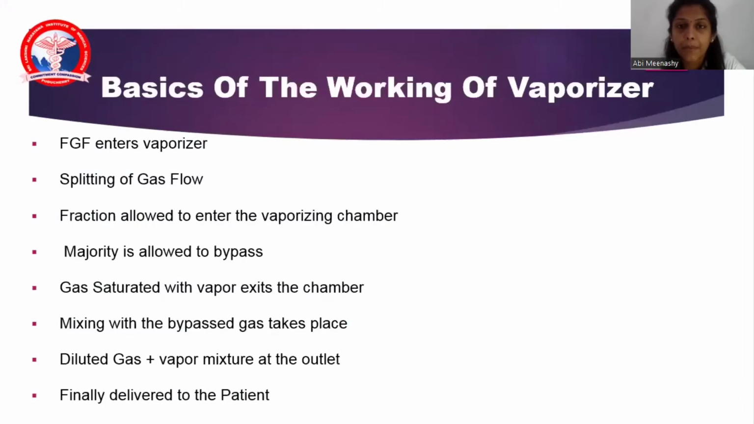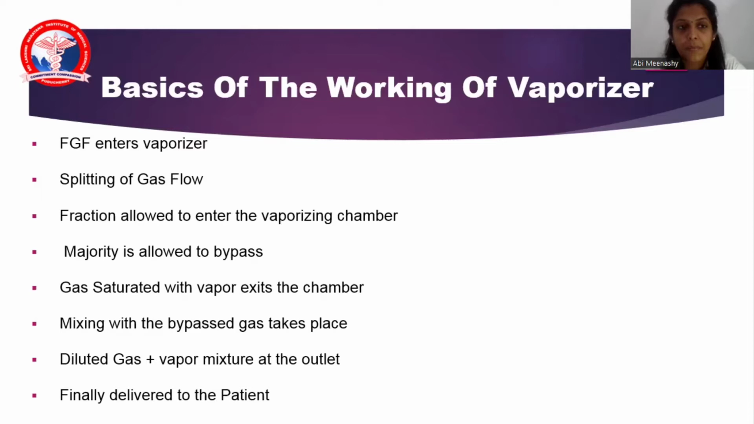Okay. Basically, how does a vaporizer work? We set the fresh gas flow. We set our nitrous and oxygen. Fresh gas flow enters the vaporizer. Splitting of gas flow occurs. There are two chambers. One is the bypass chamber. In the bypass chamber, the fresh gas flow just goes away without getting in contact with your liquid anesthetic agent. Only one part of the fresh gas flow will enter the vaporizing chamber. Inside the vaporizing chamber is your liquid anesthetic agent.